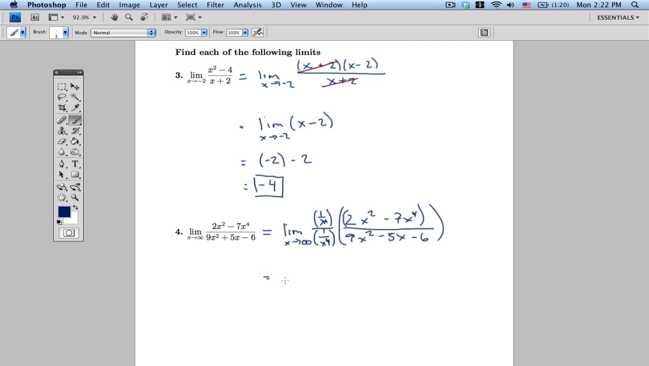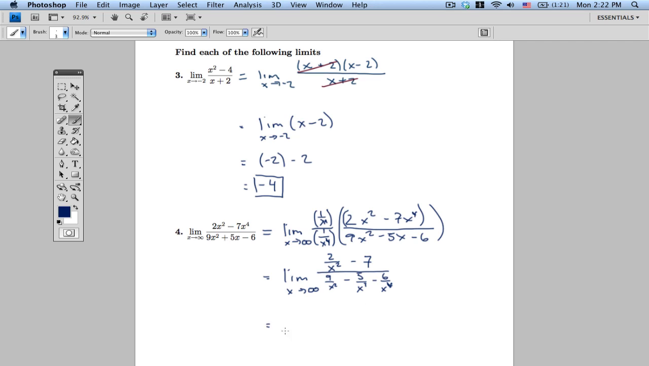Okay, now once you multiply that through and simplify a little bit, what you're left with is the limit as x goes to infinity. All right, this first term's got an x squared, so when you do that multiplication you'll end up with just an x squared in the denominator. Here this is 7x to the fourth, so that's just going to become 7. And then on the bottom we're going to have 9 over x squared minus 5 over x cubed minus 6 over x to the fourth.